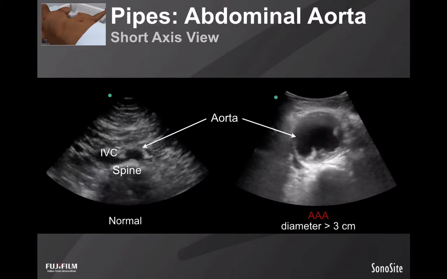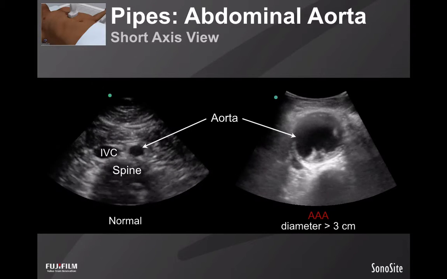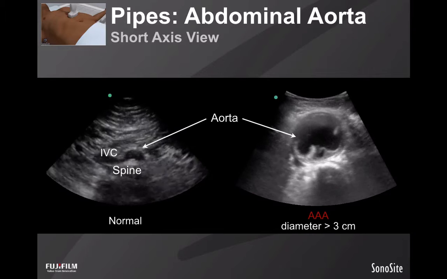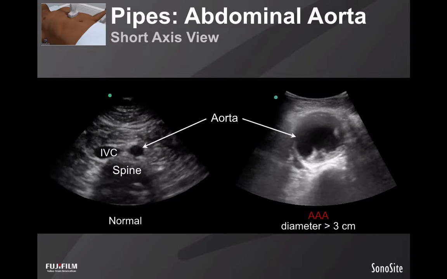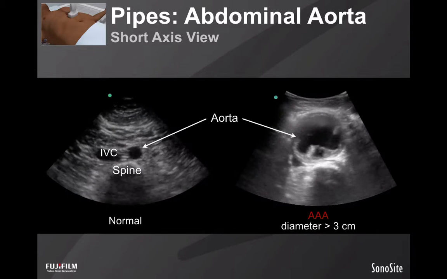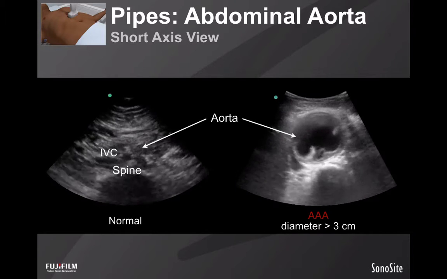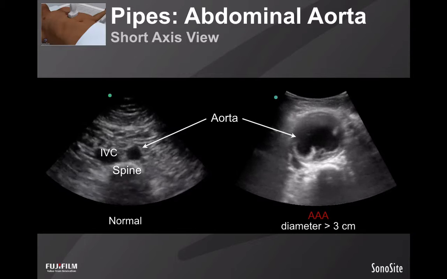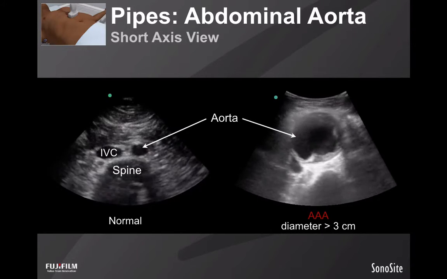You want to pay special attention to the aorta below the renal arteries, since this is where most AAAs are located. An abdominal aortic aneurysm is defined as anything over 3 centimeters. If you see an abdominal aortic aneurysm with thrombus, you should make sure to include the thrombus in your measurement.